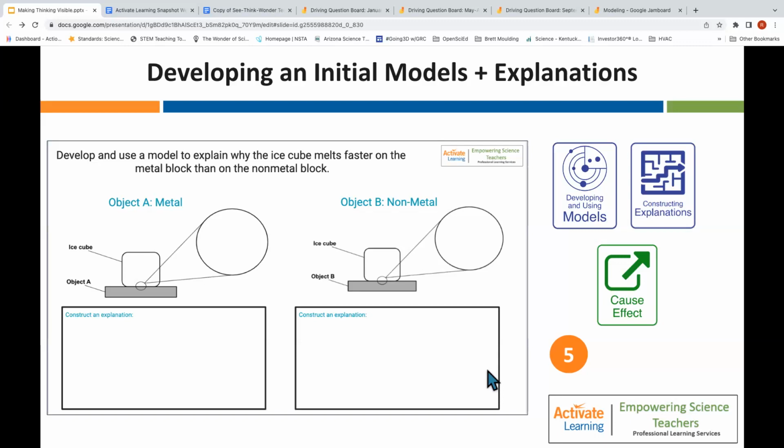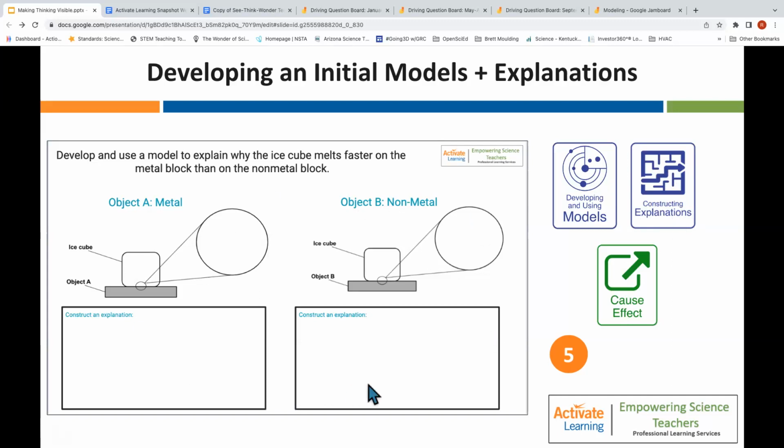So first, I would ask them to develop and use a model to explain. And that word develop means something very important. It means we're going to have initial ideas. We're going to learn. We're going to make sense. We're going to revise. Then we're going to learn. We're going to make sense. And then we're going to have a final. So develop is an iterative process. And then we're going to use it to construct explanations about how or why the phenomena occurs, which is what this practice is all about.